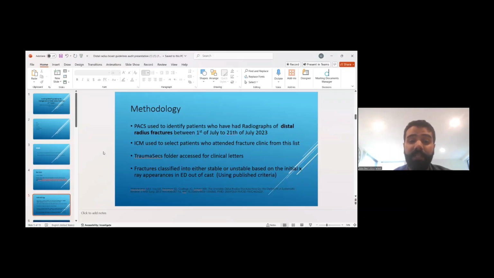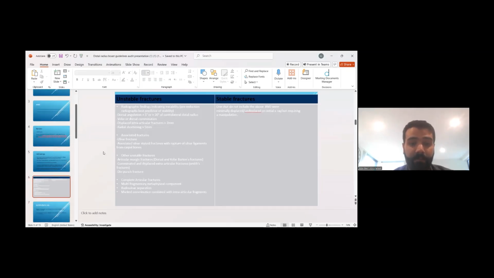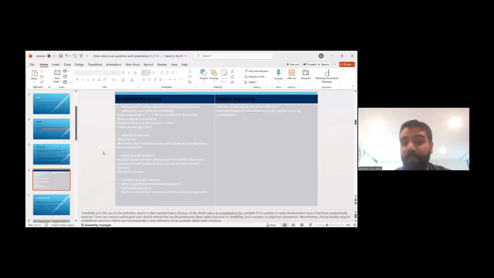Fractures were classified as stable or unstable based on the initial X-rays obtained in ED, so the first presentation X-rays out of cast. We used published criteria to differentiate stable and unstable fractures: volar or dorsal comminution, dorsal angulation more than 5 degrees or more than 20 degrees of the contralateral distal radius, radial shortening more than 5 millimeters, and displaced intra-articular fractures more than 2 millimeters. Also the presence of other injuries like ulnar fractures. This is mainly the criteria we used.